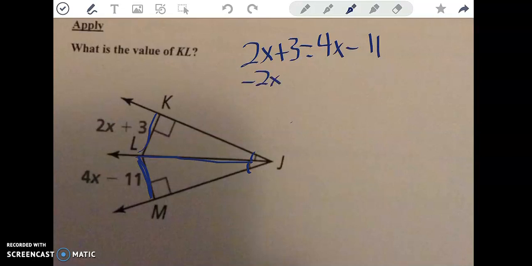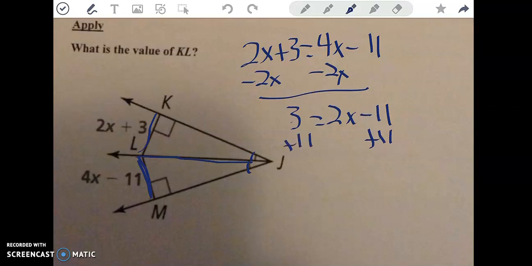Subtract 2x from both sides. So you end up with 3 is equal to 2x minus 11. Add 11 to both sides. 2x equals 14, so x equals 7. Now it says x equals 7, but again, we are looking for KL, which is this particular side here.